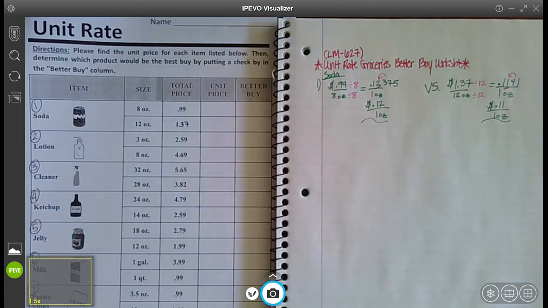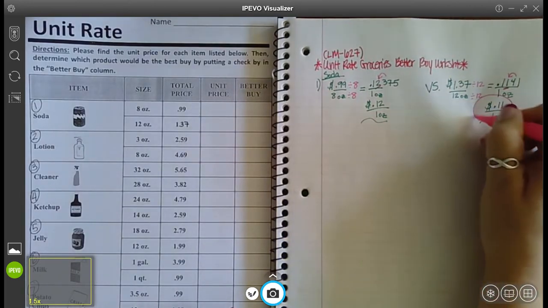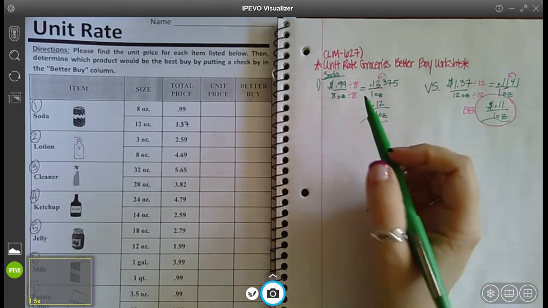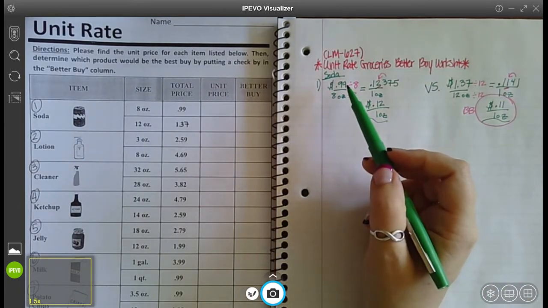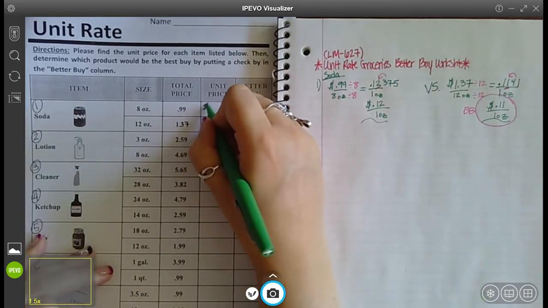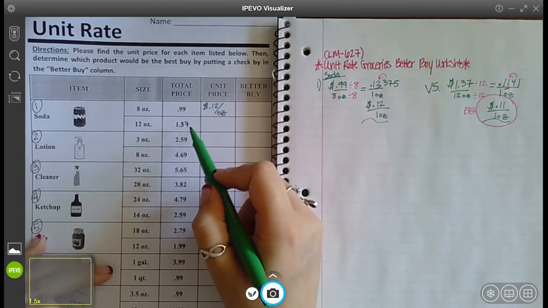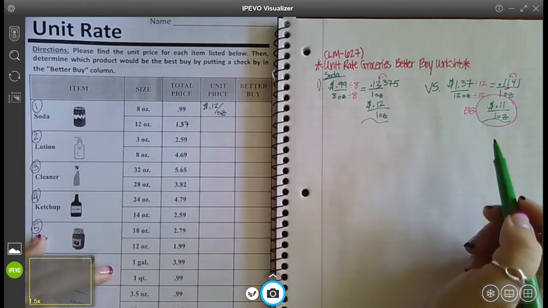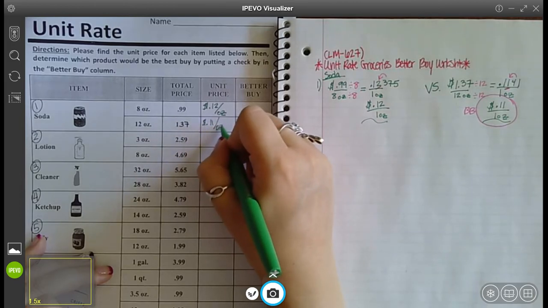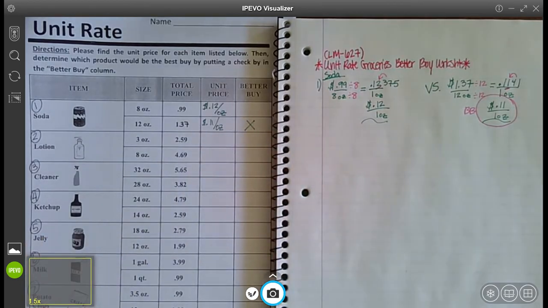So what's the better buy? What would you rather spend, 11 cents or 12 cents? I'd rather spend 11 cents. That's the better buy. So the unit rate or unit price for 99 cents for 8 ounces was 12 cents per ounce. And the unit rate for $1.37 for 12 ounces was 11 cents per ounce. Which one did we say was the better buy? 11 cents was a better buy. So I'm going to put a check mark in that box.